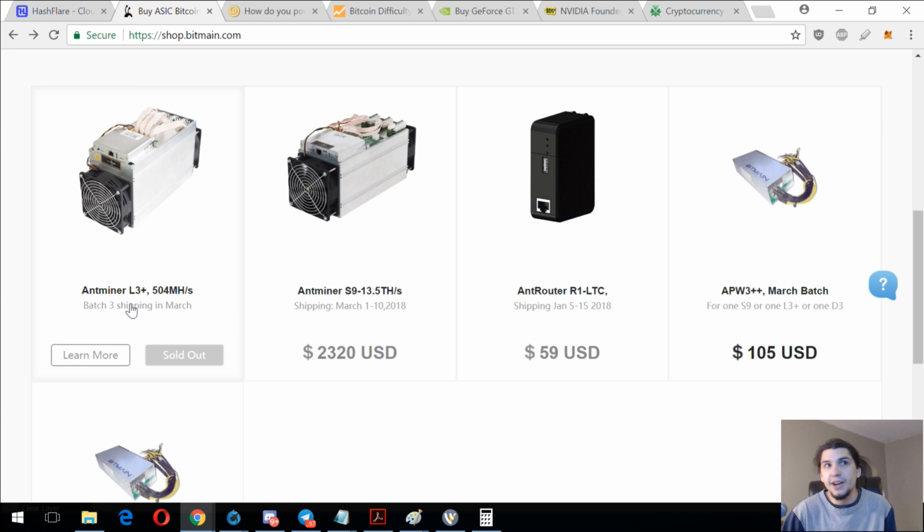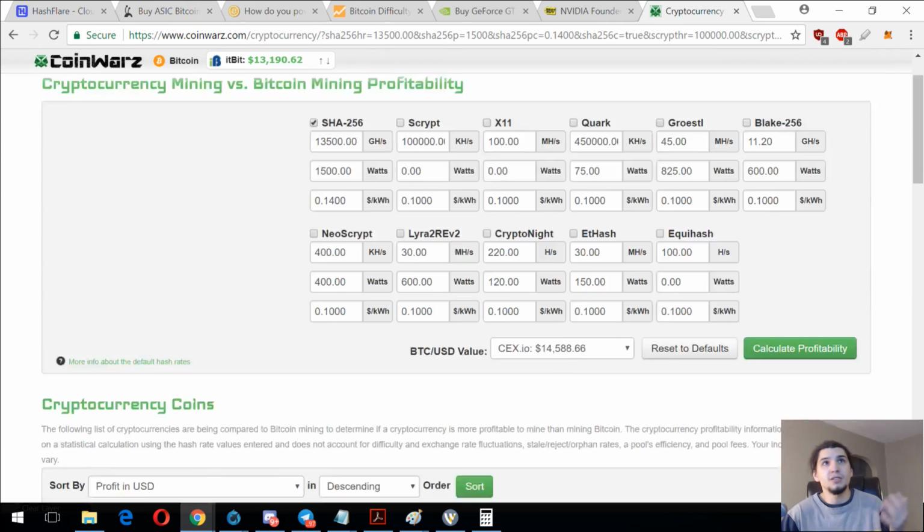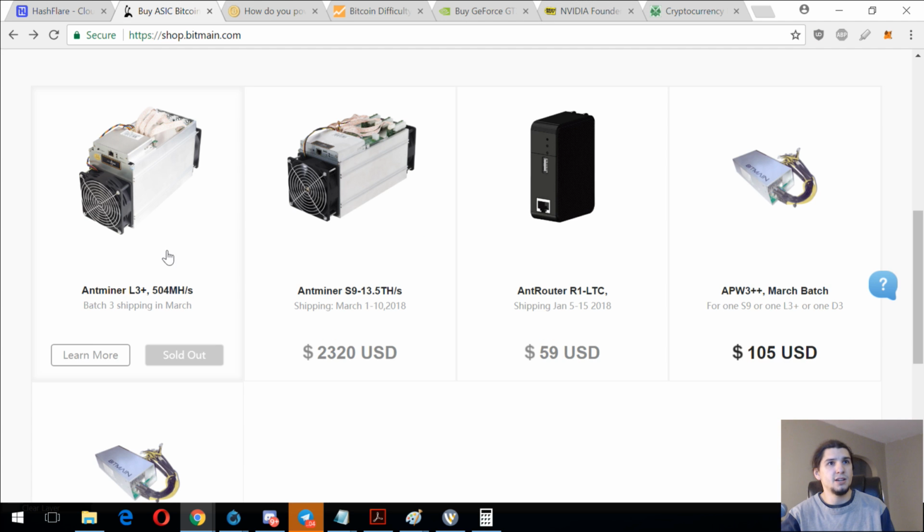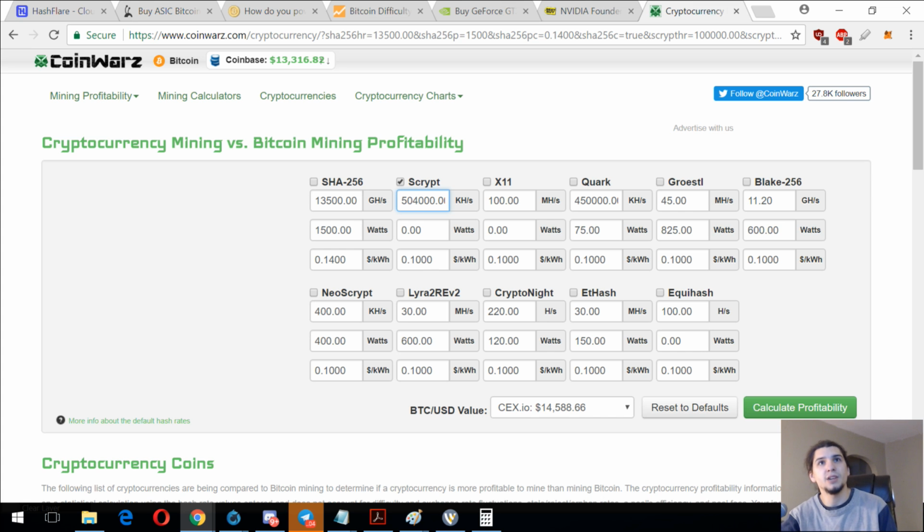Now let's say you're going to buy an Antminer L3. It's 504 mega hashes. Go back over here. The L3 is a scrypt miner. Again, all you've got to do is click on it and read the details of the miner. It'll tell you what it does. It was 504 mega hashes, so 504,000, because this is measured right here in kilohashes, so we need 504,000 kilohashes. Let me just double check that. 504 mega hash, yes, okay.